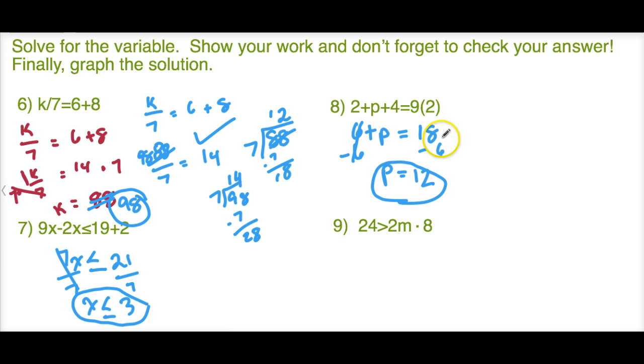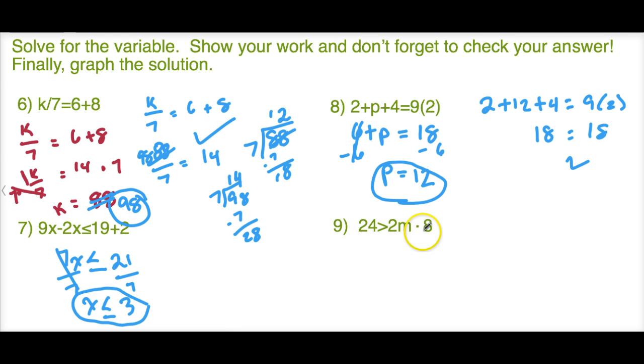And again, to run the check, I substitute it back into the problem. 2 plus 12 is 14. 14 plus 4 is 18. 9 times 2 is 18. And that checks out. Next one is 24 is greater than 2m times 8.